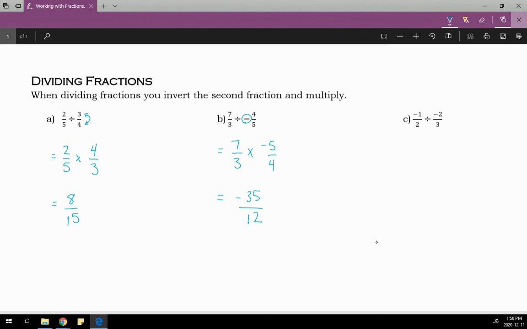Okay, last example. So we have negative 1/2 divided by negative 2 over 3. Let's flip that second fraction and multiply. So 3 over negative 2. And multiply straight across. So negative 1 times 3 is negative 3. 2 times negative 2 is negative 4. And we always want to make sure that we clean up our signs. So if we have a negative in the numerator and a negative in the denominator, that's actually a positive fraction. So positive 3/4, and that's in lowest terms.